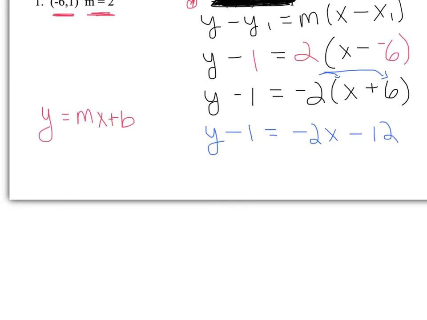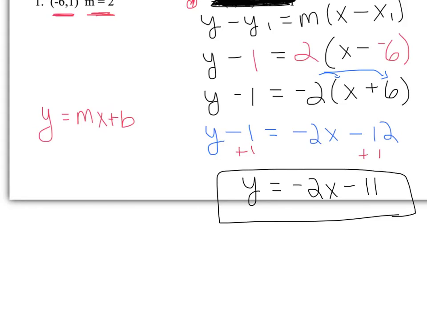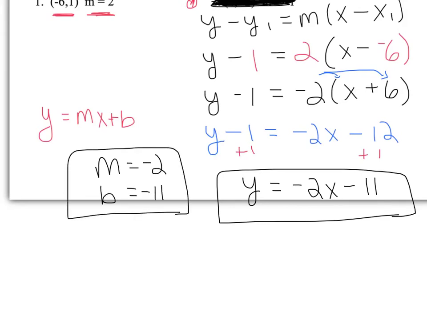Well, I'm going to add 1 to both sides of my equation, and now I have y equals 2x plus 13. This is really helpful, because now you know that the slope is 2 and my y-intercept is 13. And now I can graph this equation.